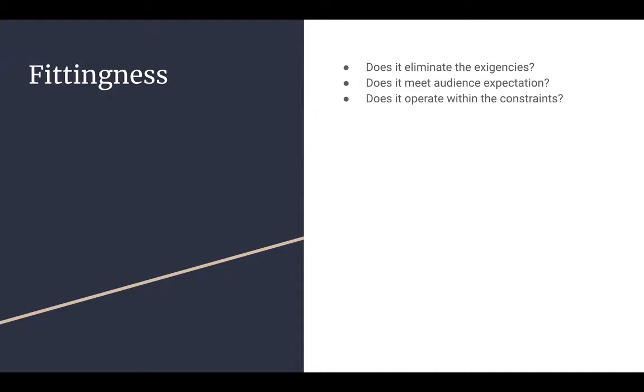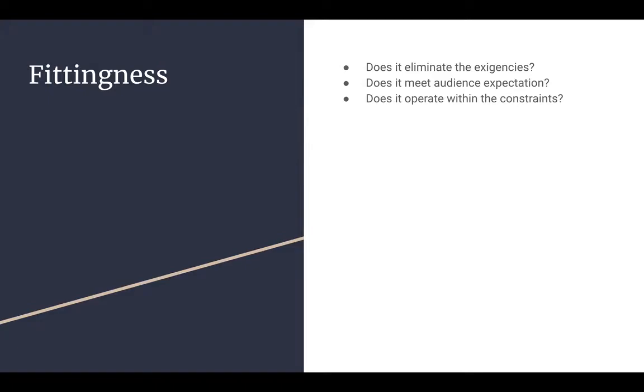So if we look back to fittingness under Bitzer, we get some questions that sort of inherently come from the concerns of fittingness. And that first one is, does it eliminate the exigencies? Does it take away those things that are the reason for the message, for the persuasion in the first place? Basically, the exigence under Bitzer, if you'll remember, is the thing that we don't want to be the case. So if it is the case currently, how do we remove it? And if it's not the case, how do we keep it from becoming the case?